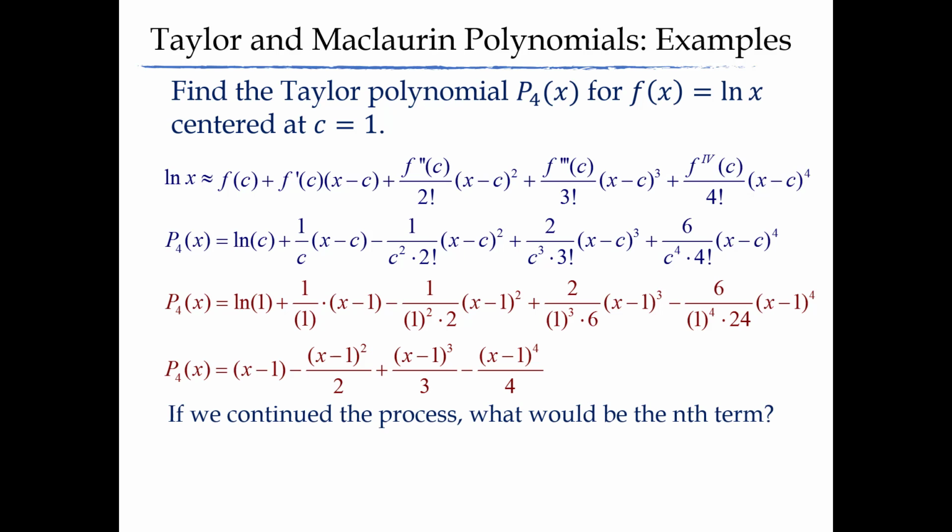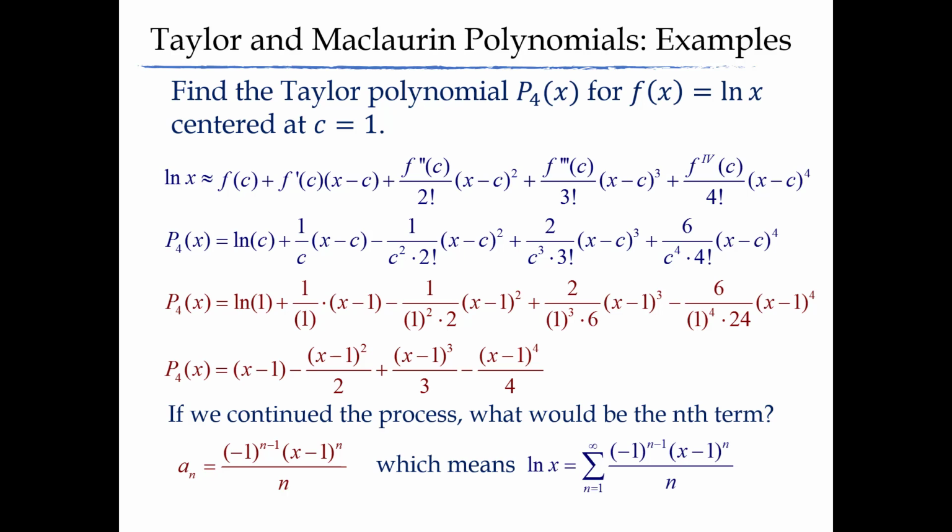If we continue this process, can we say what the nth term is? And you should say that the nth term will be negative 1 to the n minus 1 power, because it is alternating, times x minus 1 to the nth power all over n. Which means that ln of x is the summation as n goes from 1 to infinity of negative 1 to the n minus 1 power times the quantity x minus 1 to the nth power all over n.